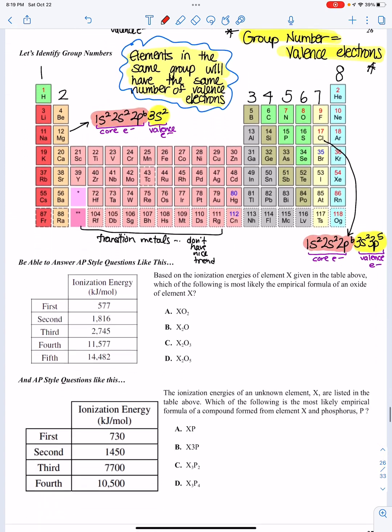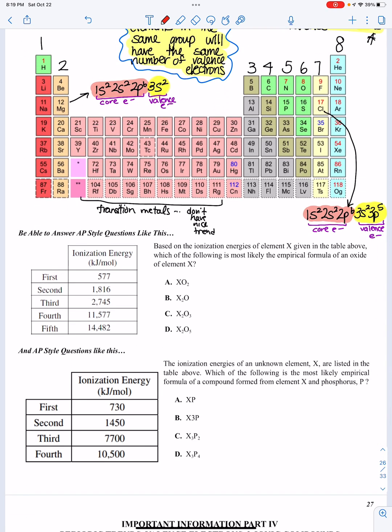Let's end with looking at one AP style question, and then I'd like you to try the last AP style question on your own. It's a little bit tougher, but having to remember charges. So let's look at this first one. Based on the ionization energies of element X given in the table, it should say at left here, which of the following is most likely the empirical formula of an oxide? So remember, oxide has a 2- charge.